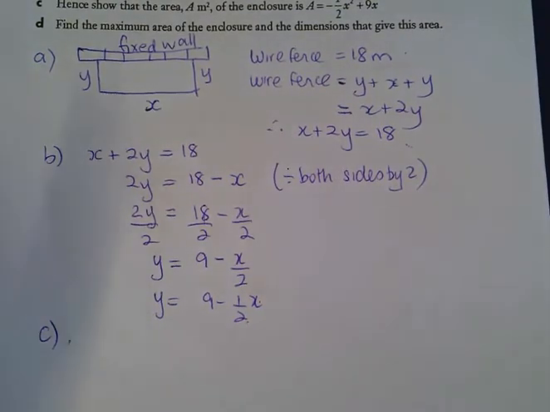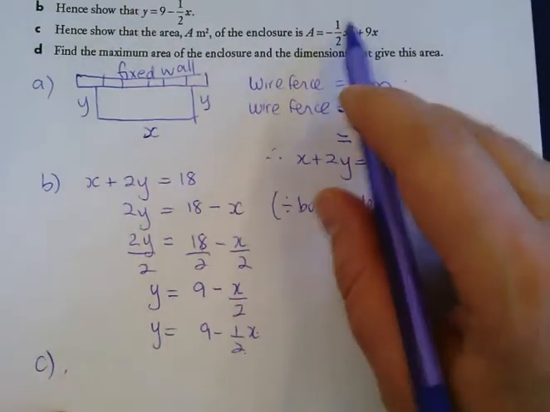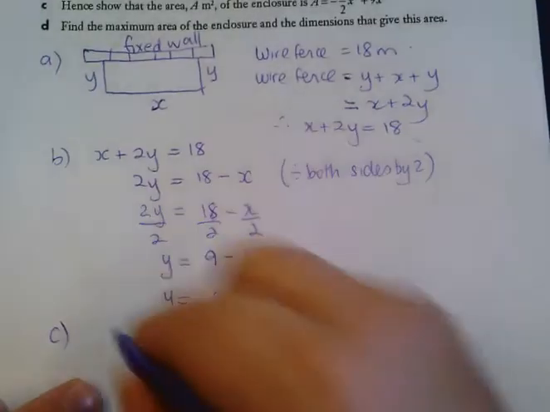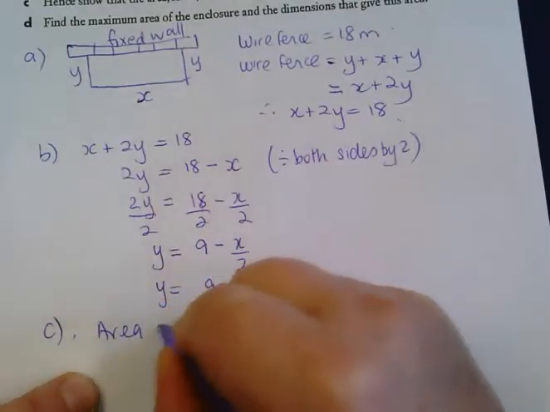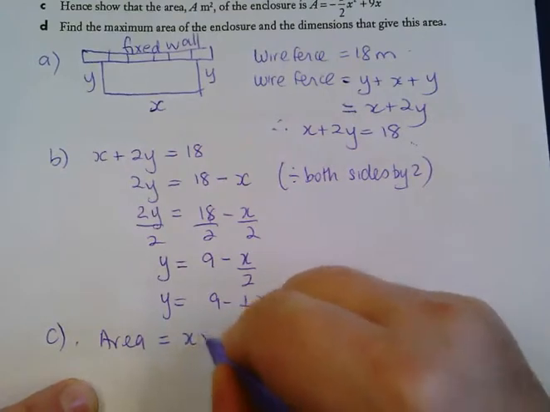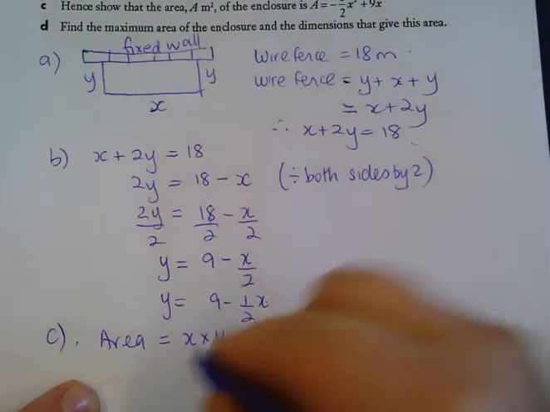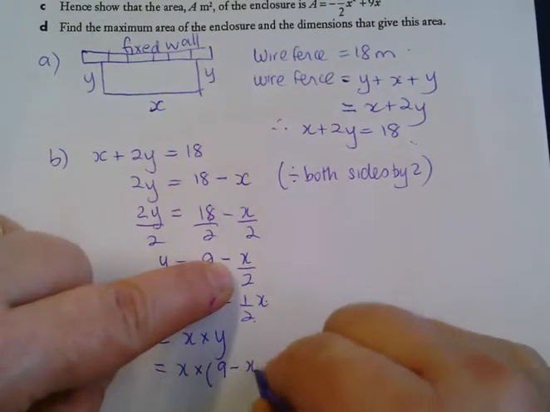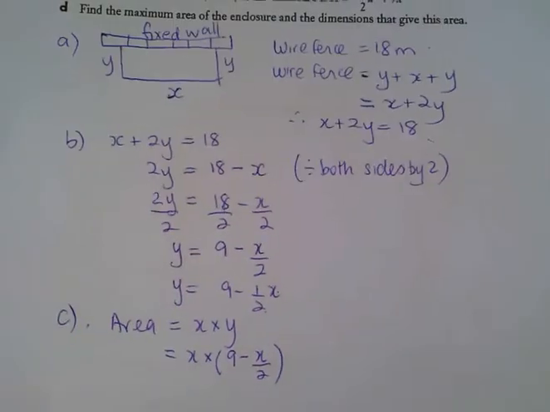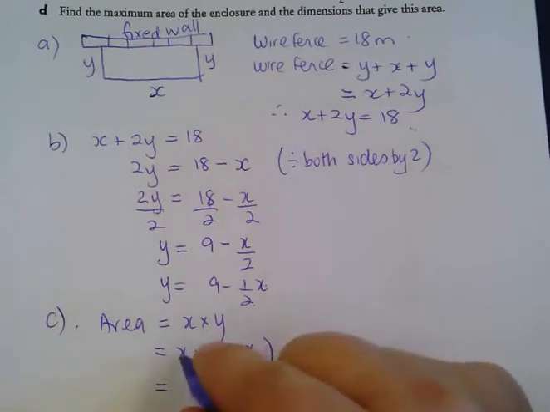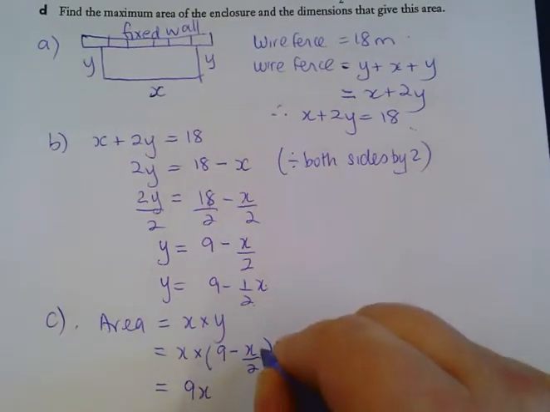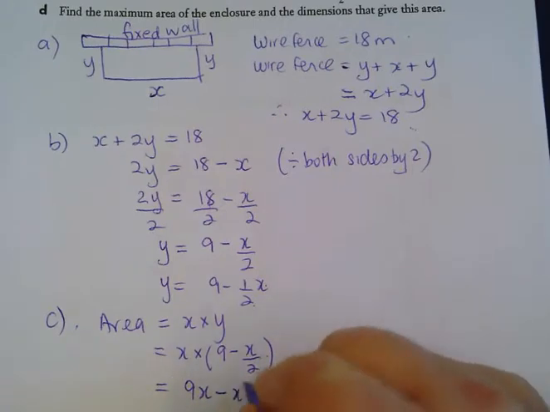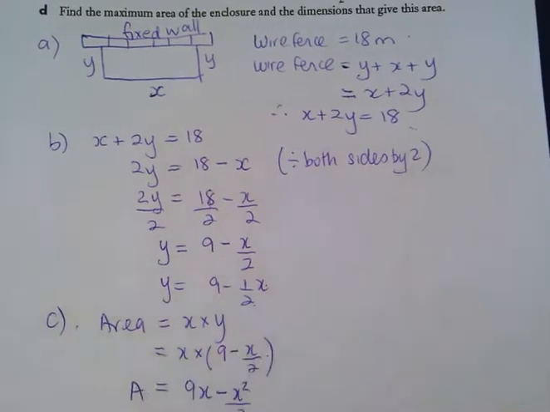Next question is show that the area is this, negative 1/2 x squared plus 9x. We know if we look at our diagram that the area of the enclosure is x times y. Isn't that just x times this, 9 minus x on 2? I'd rather write it as x on 2. And then it's 9 times x is 9x. x times minus x on 2 is minus x squared on 2. Okay?